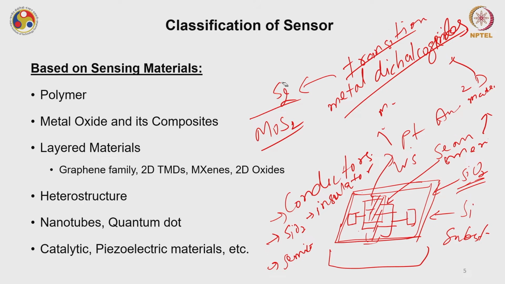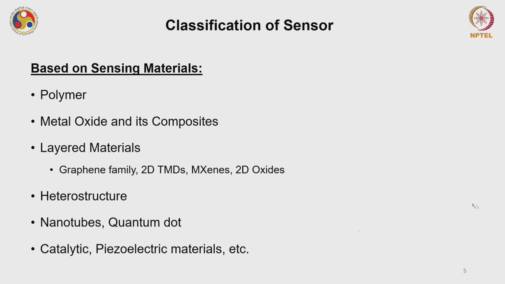Similarly, in other sensors also you will find that mostly they use all kinds of material. We will see the typical materials that we use in sensors, but for the time being we can classify these sensors based on the material that they employ. I hope that this concept is clear to you.